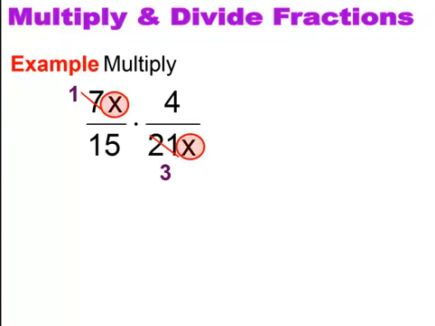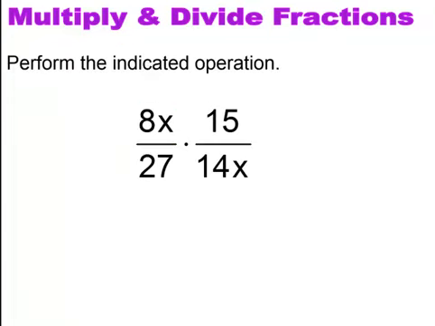And then notice you have an x on the top and you have an x on the bottom. Because they are the same variable, it means it's the same number. So that can be canceled. So they cancel out. Now you're going to multiply across. 1 times 4 is going to be 4. 15 times 3 will end up being 45. So we end up getting 4 over 45 as our solution. The variable was canceled out. Pause and try.